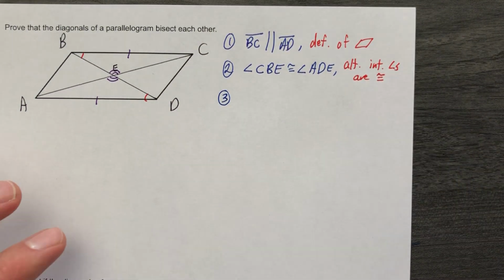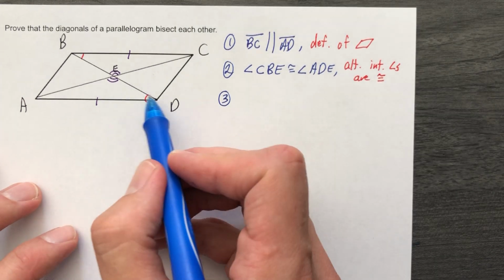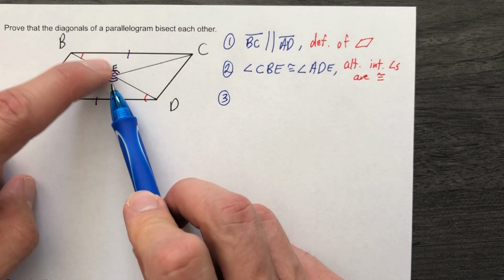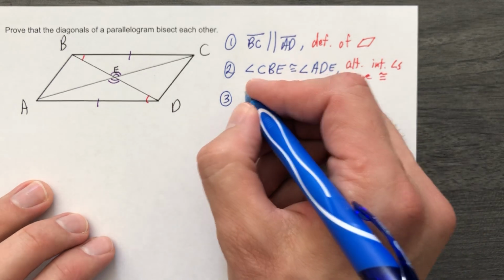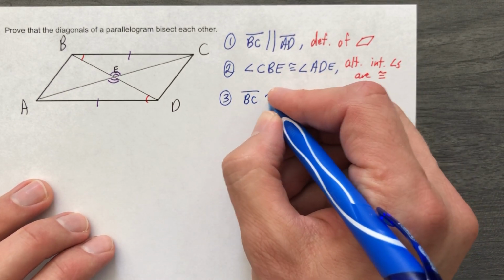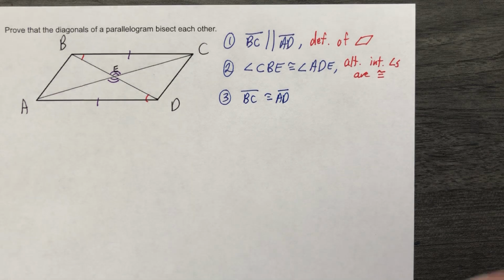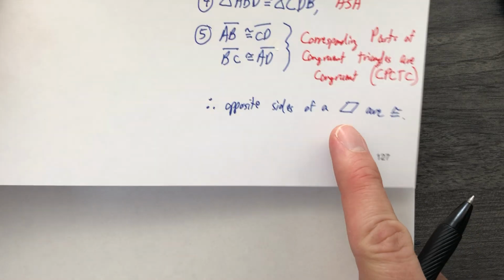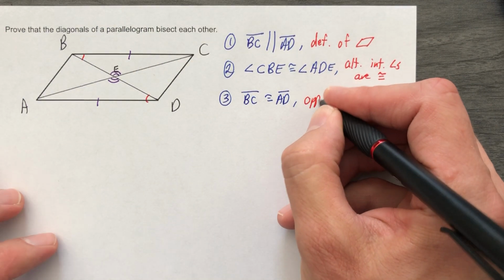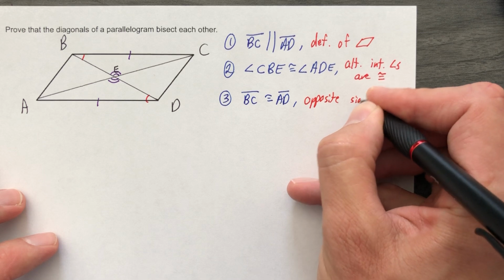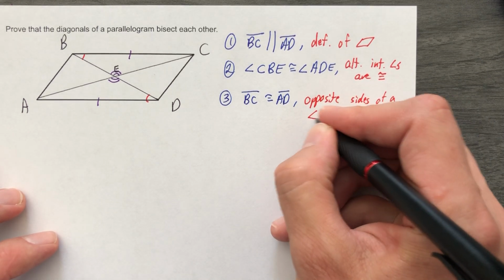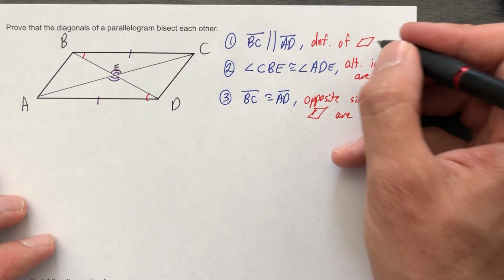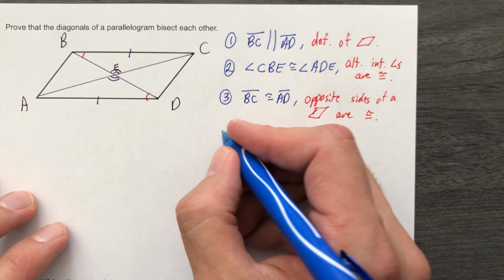Number 3. Okay, now we're building our way to eventually having angle, angle, side. So far we have established this angle. Let's establish an angle and a side. Let's pick one. Let's pick a side. I'm going to say that BC is congruent to AD, and I know that because, here's our reason in red, we did this a minute ago, opposite sides of a parallelogram are congruent. Opposite sides of a parallelogram, ooh, it's an ugly parallelogram, are congruent. Okay. Let's get that angle now.